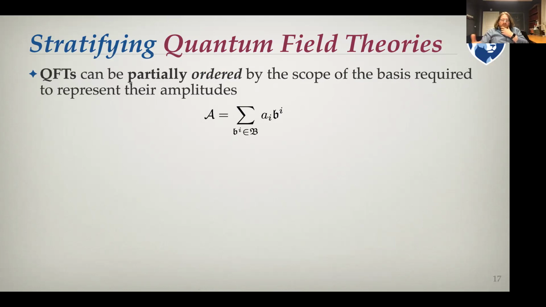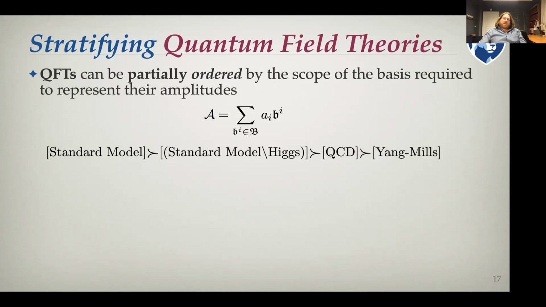And part of this partial ordering is utterly obvious and trivial. So for example, the standard model requires a bigger basis than the standard model without the Higgs. Why? Because literally every Feynman diagram in the standard model without the Higgs occurs in the standard model. So obviously it's a superset. As in these examples here, as we go from left to right, the Feynman rules are smaller, they involve fewer fields, there are just fewer Feynman diagrams. So obviously you need fewer Feynman integrals. And these are actually strict inclusions here.